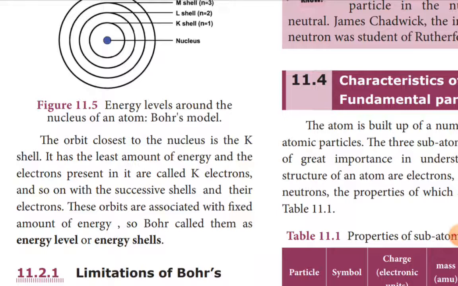So the electrons present in it are K electrons, and so on with the successive shells and their electrons. These orbits are associated with a fixed amount of energy. So Bohr called them energy levels. We can also say that orbits and shells are energy levels because each orbit is associated with a certain, fixed amount of energy.